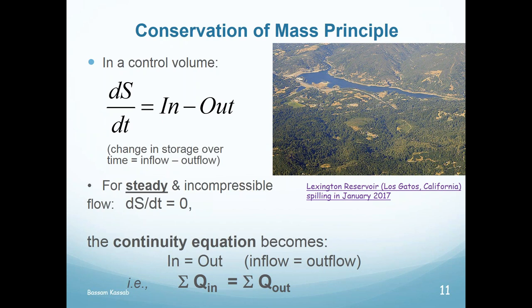Basically, what it means is in any control volume, the flow in minus the flow out is equal to the change in storage over time. That means change in volume over time. And an example of a control volume is the reservoir on your right-hand side.